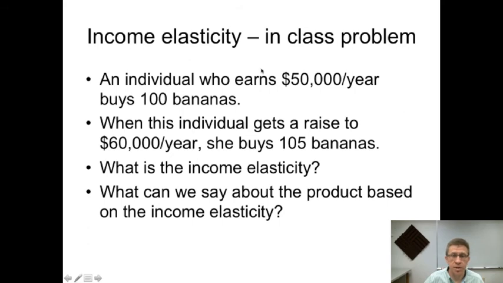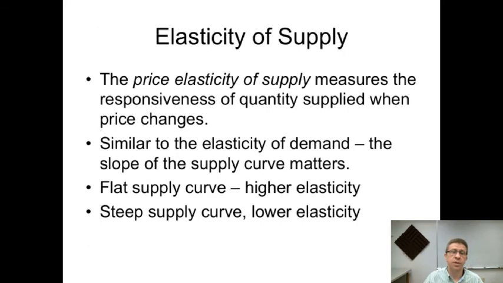The income went up by 20%, but the percentage of bananas purchased only went up by 5%, right? So you bought more bananas, but not at the same percentage as the income change. That is why we would say this is a necessary good. So what can we say about it? It's a normal good and a necessary good. That's what we could say.